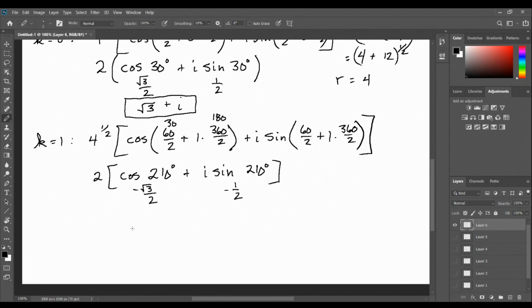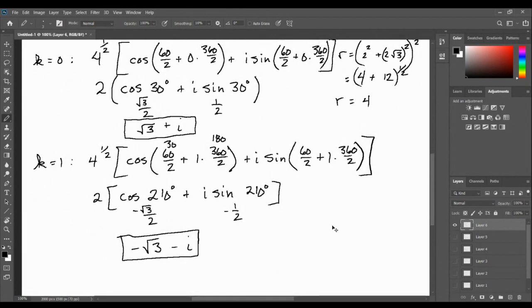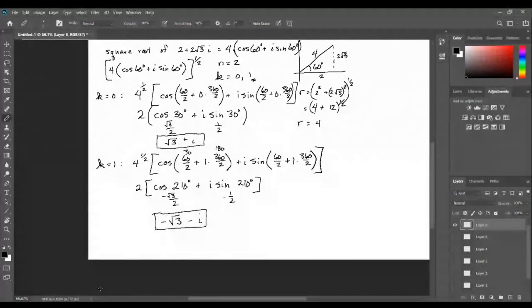And 2 times both of those is negative root 3. 2 times negative 1/2 is negative 1. And that becomes the other root. We expect 2 answers from a square root, and we got 2 answers from a square root. It was a matter of plugging into that formula, plugging in the n, plugging in the k values, and simplifying as much as possible.